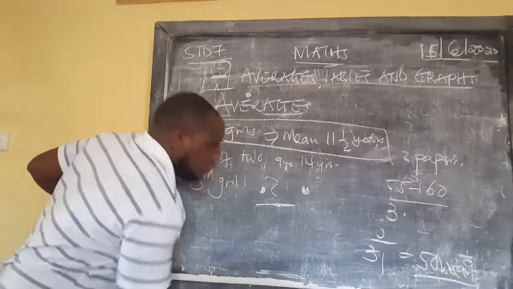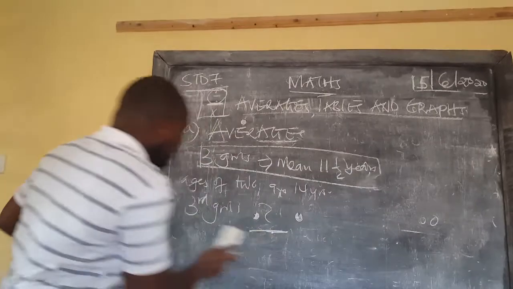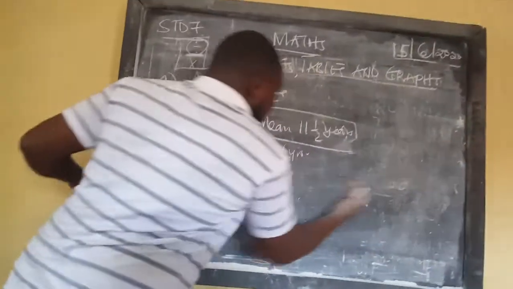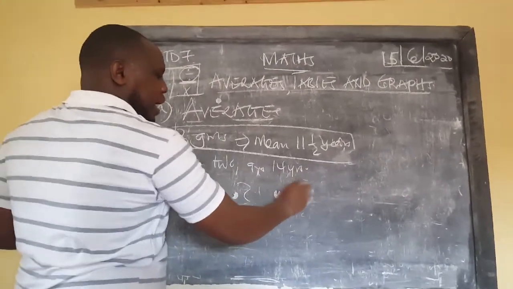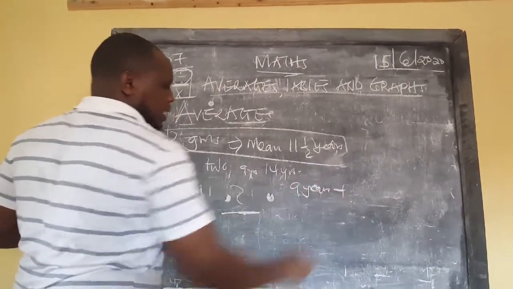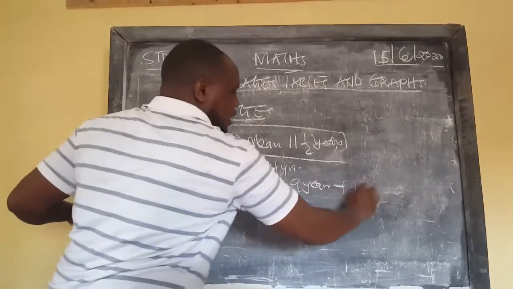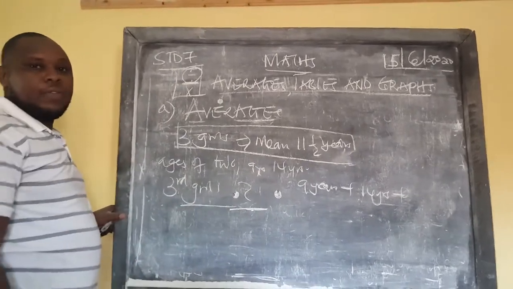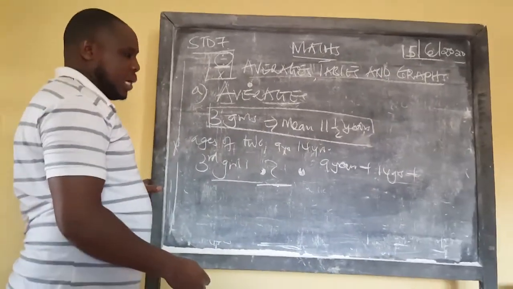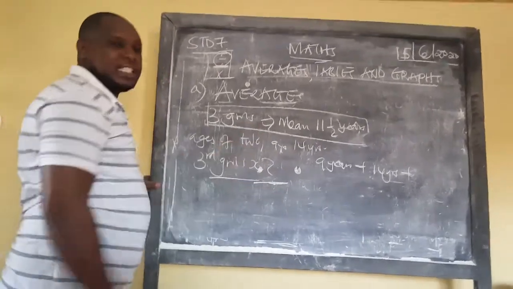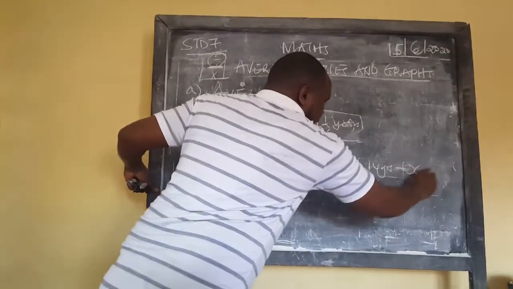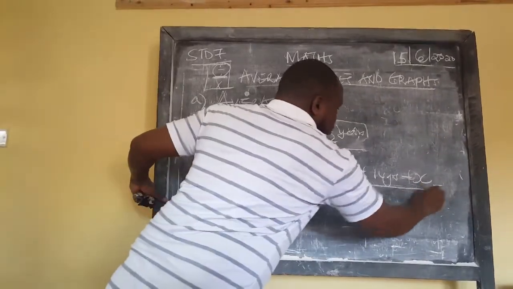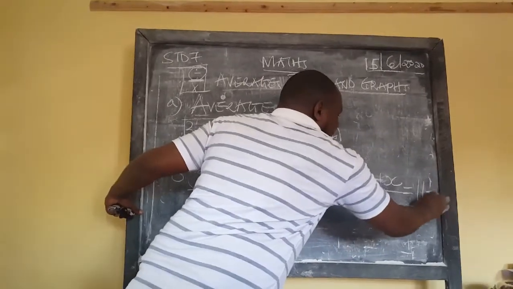Number one step that you do, because there are 3 but we are given 2: we can say that the ages are 9 years plus the second one is 14 years plus the third one we don't know. We can give it a letter, whatever letter you want. So you can say plus x years. Divide that by, how many are they, Lana? They are 3. Divide by 3. They are supposed to give you a mean of 11.5 years.